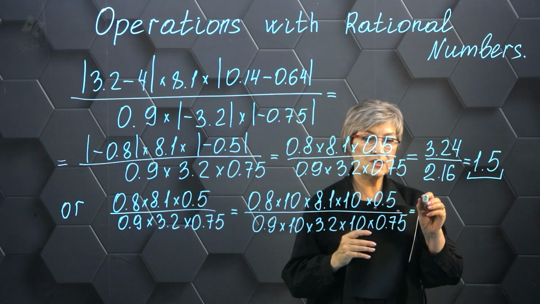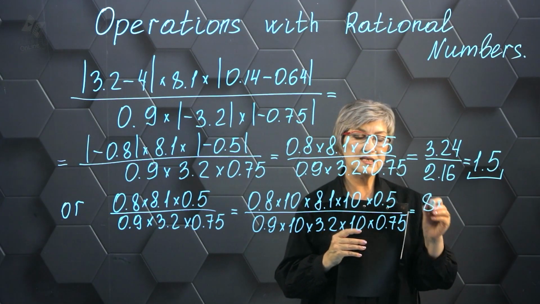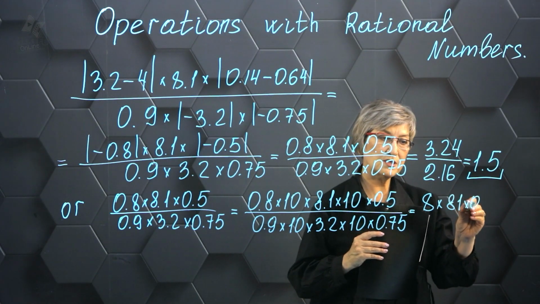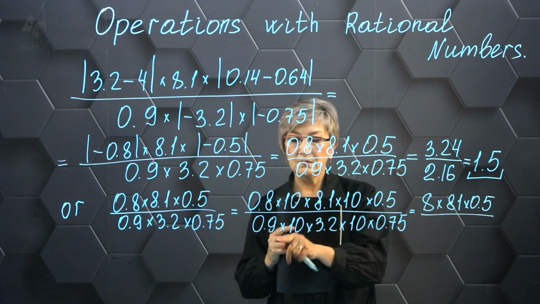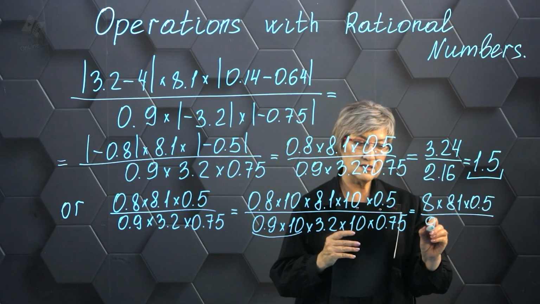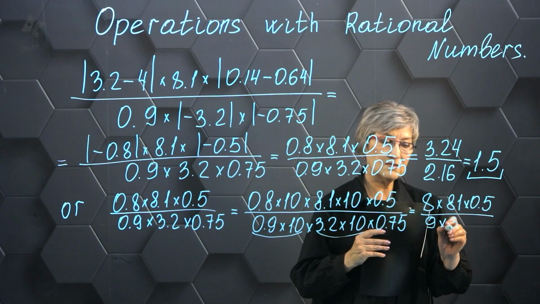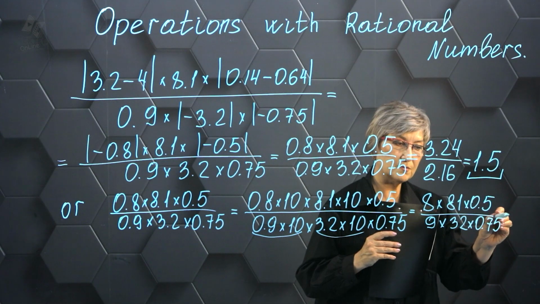0.8 times 10 is 8. 8.1 times 10 times 10 is 81. And the number 0.5 I'm rewriting. In the denominator, 0.9 times 10 is 9. And 3.2 times 10 is 32. And the number 0.75 I'm rewriting.